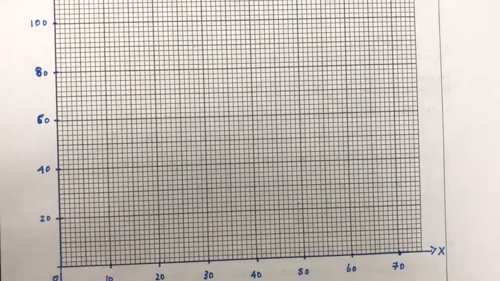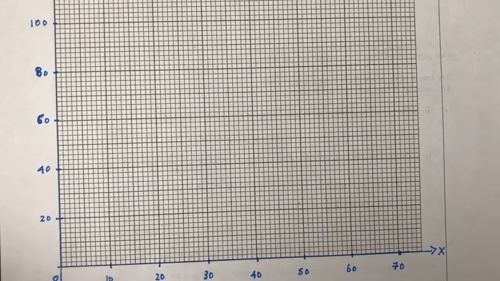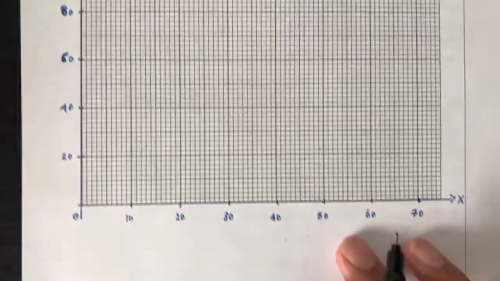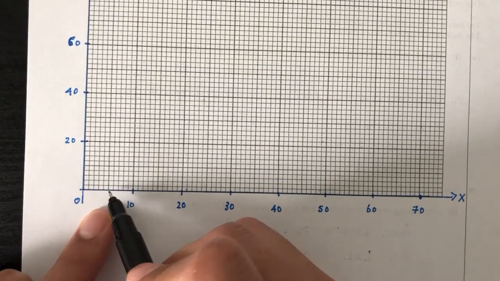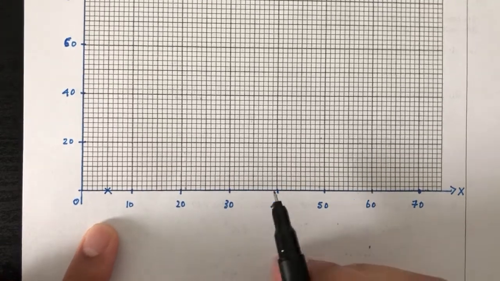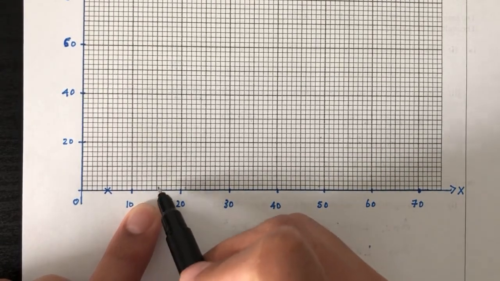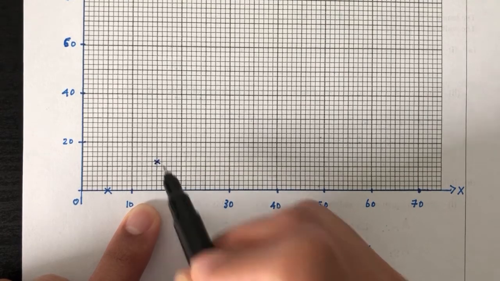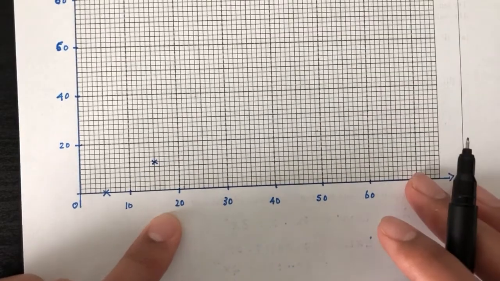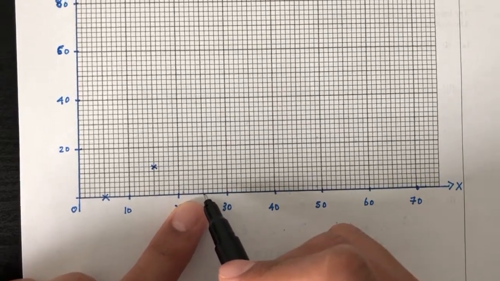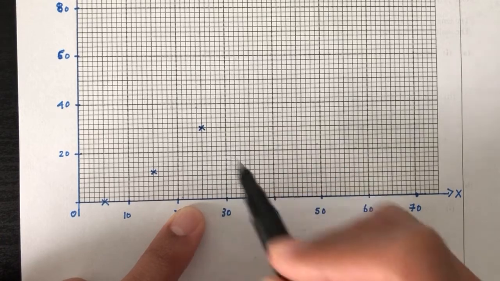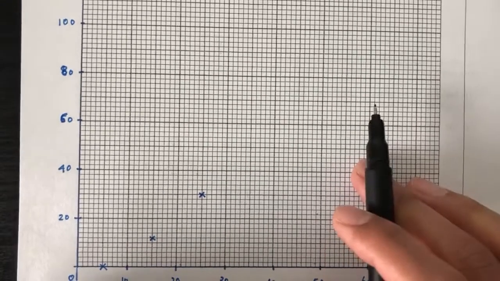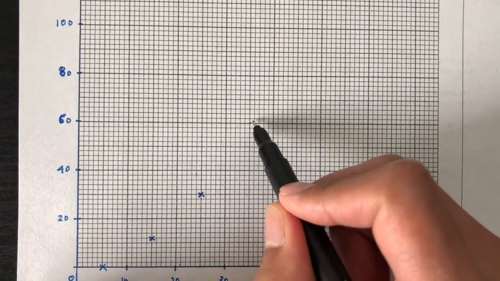That will be part 1. So we also have to draw the curve. Let's plot all the points together. x is 5, 0. So 5 will be here, 0 is here as well. Next one is 15, 12. 15 is here, 12 will be 10, 12. Then we have 25, 30. 25 is here, 30 will be here. Then we have 35, 60. 35 is here, 60 will be here.